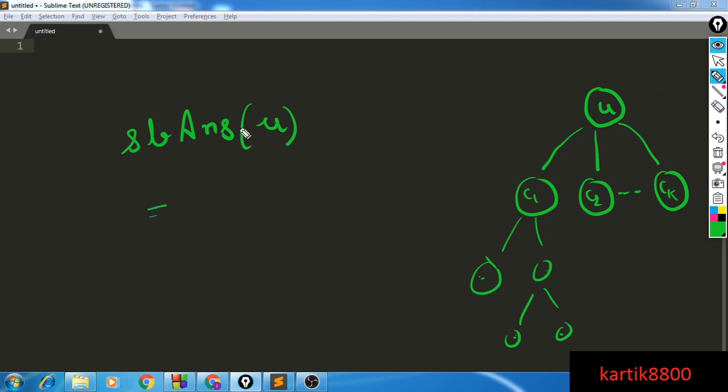So subtree answer for U is going to be the subtree answer for the child node Ci, and for every node you add 1. So if there are 5 nodes in this particular subtree, the subtree answer is going to be 5 plus whatever was the subtree answer for this node. So the number of nodes in Ci.